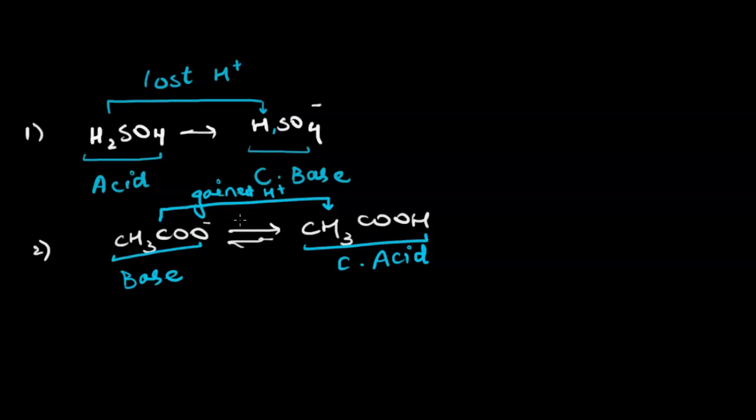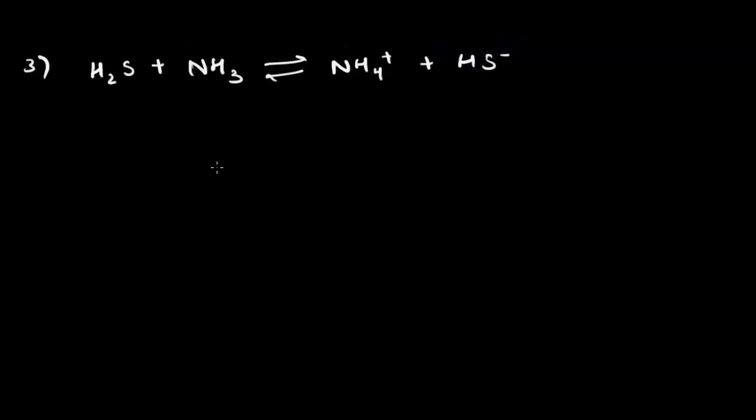So these are the questions where we are given pairs. What if we're given an equation? Let's say we're given the equation H2S plus NH3 gives us NH4 positive plus HS negative. In this case, we would see who's giving us what. So we have H2S. Definitely H2S is going to give us HS negative. So let's compare H2S with HS negative. Now, in order for H2S to form HS negative, it must have lost an H positive ion.